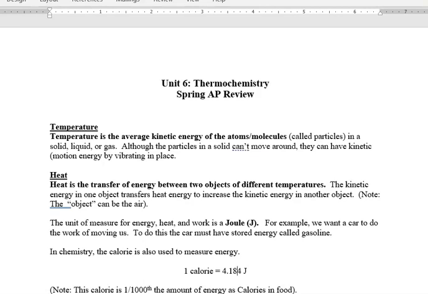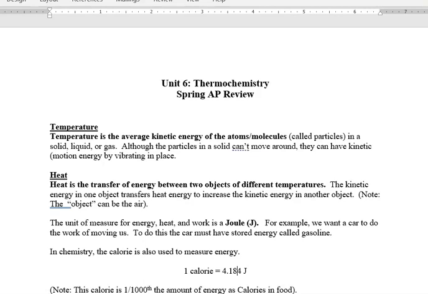So temperature, let's define that. Temperature is the average kinetic energy of atoms and molecules, and we're just going to refer to those as particles, rather than having to say atoms or molecules, in a solid, liquid, or a gas. Although the particles in a solid can't move around, they can have kinetic motion energy by vibrating in place. In fact, there's nothing in the universe that's standing still. Everything is moving in some way.